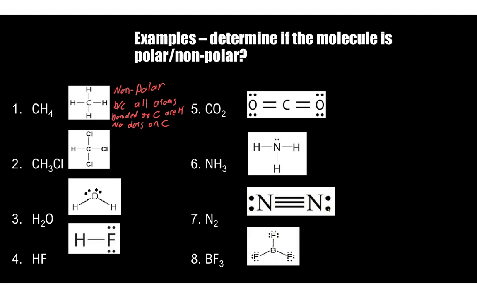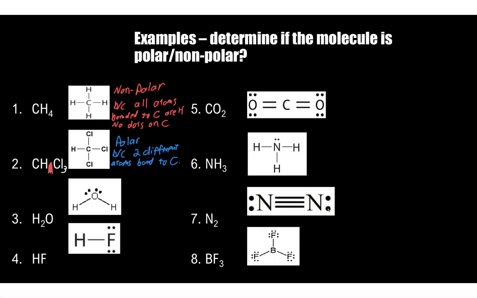Compare this to number 2, where we have a carbon, a hydrogen, and 3 chlorines. This one is polar, and it's polar because 2 different atoms are bonded to the center atom, in this case the carbon.